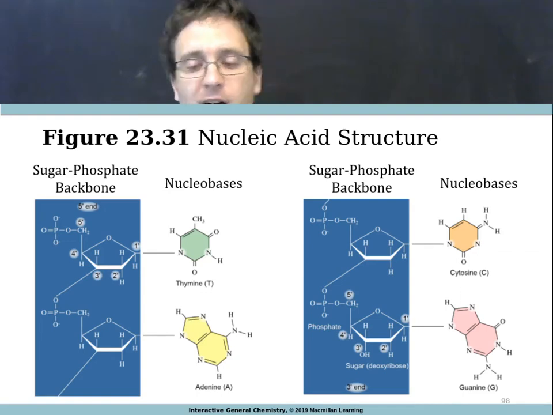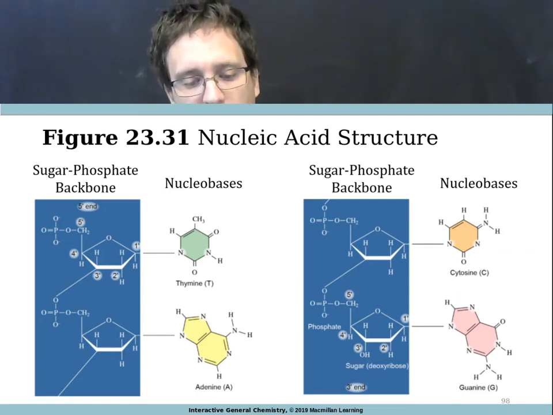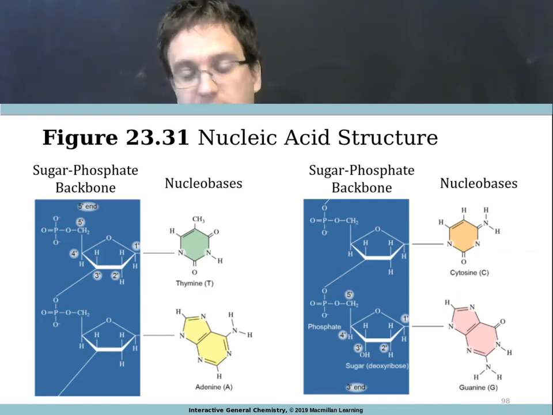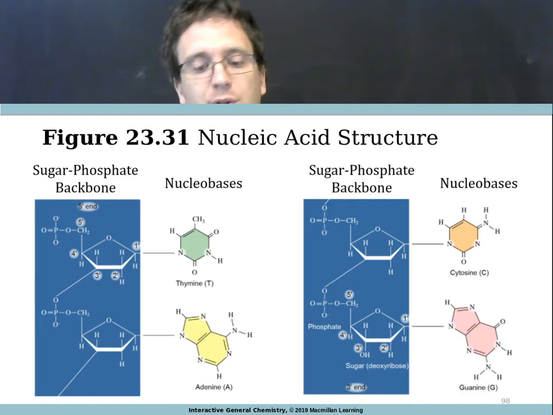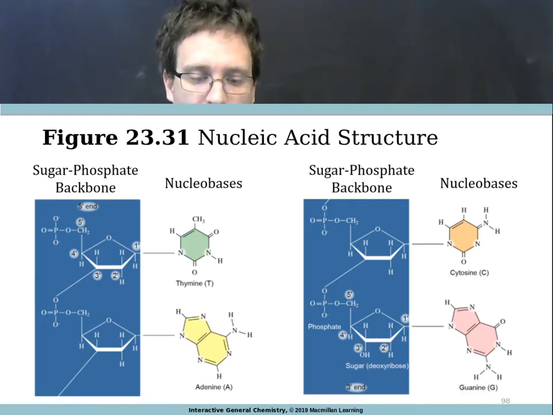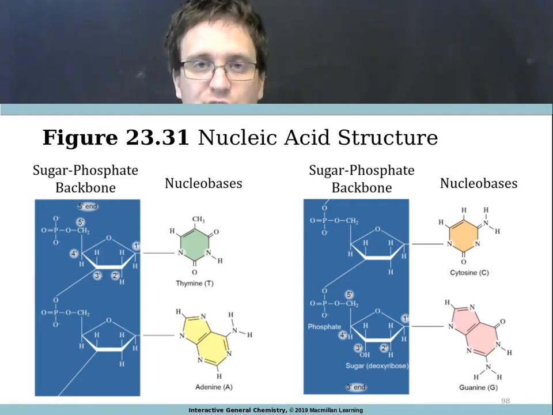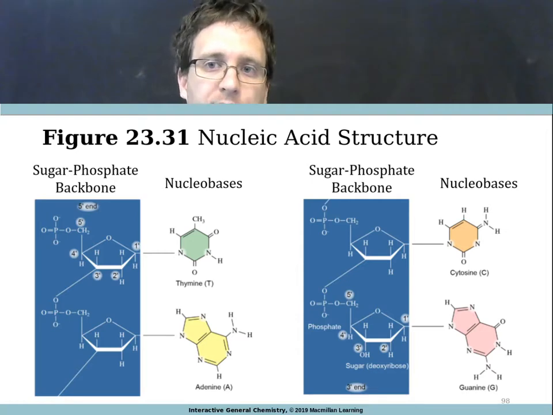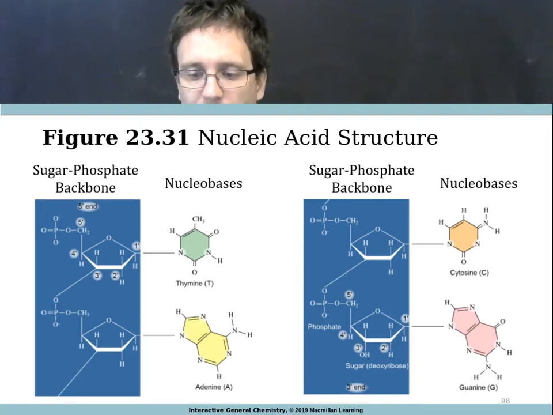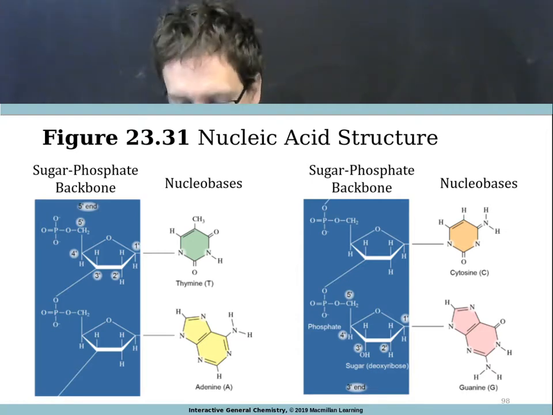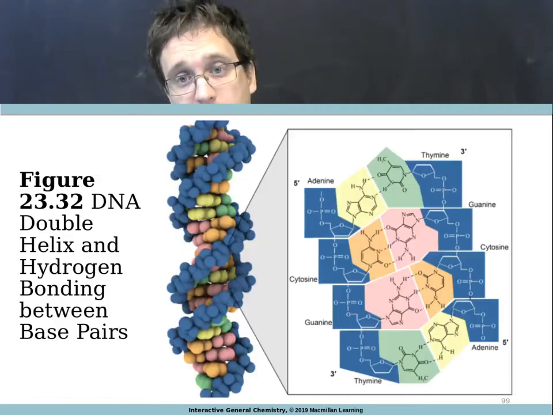That phosphate group can bond to a neighboring nucleotide and make what's essentially a polymer of these nucleotides. And so you'll have these chains with different nucleotides, one right after the other. And that's what makes the nucleic acids as we know them.